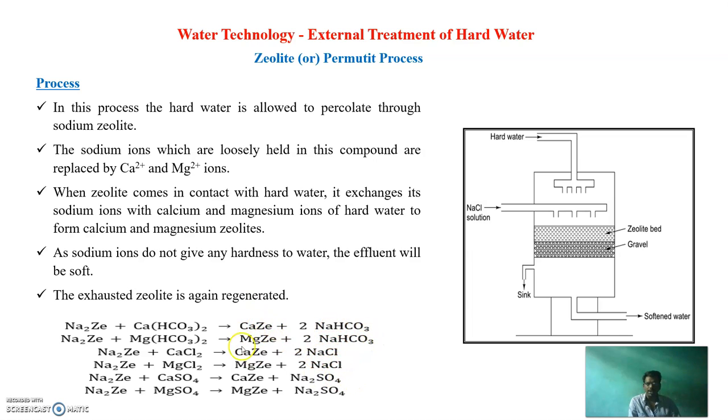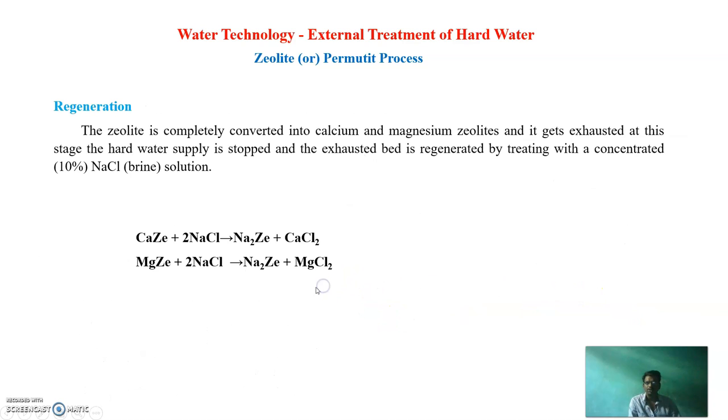Now the bed is saturated with a certain volume of hard water. After that, regeneration of the bed is very important. The water coming out through the outlet has only sodium cations and anions as such, because anions cannot be removed by this method. Regeneration process: now the zeolite is completely converted into calcium and magnesium zeolites. At a certain point the water treatment process is stopped, because the zeolite bed is saturated with a certain amount of calcium and magnesium ions.